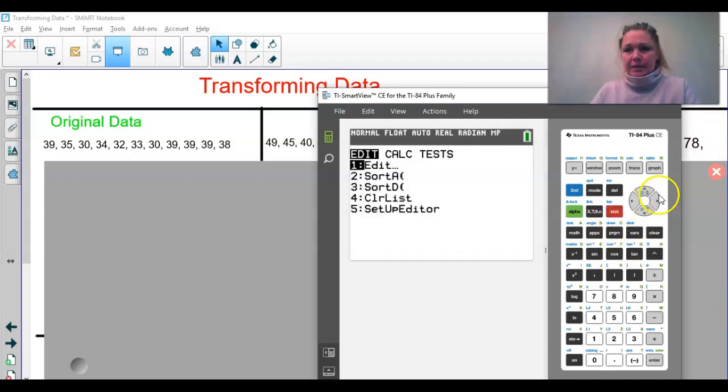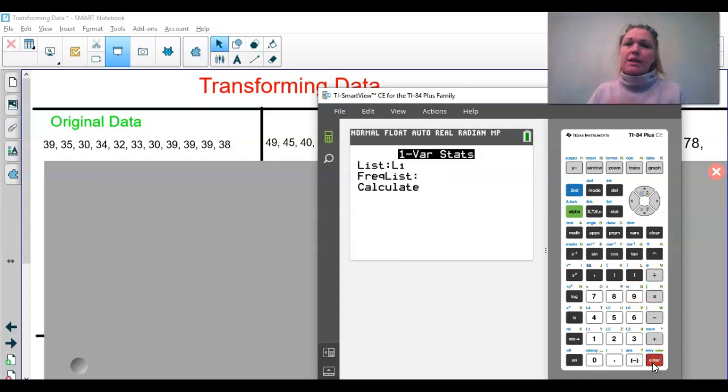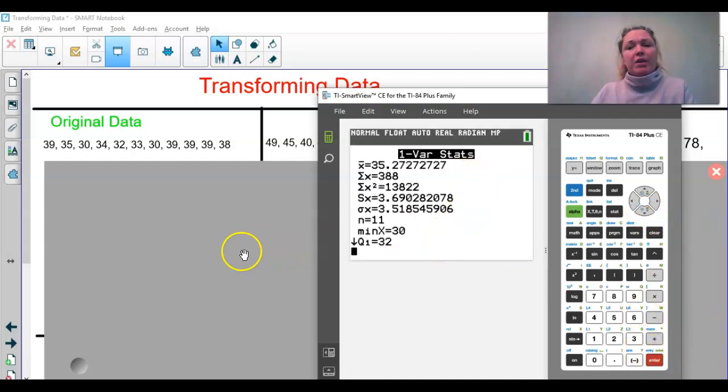And now we're going to look at our summary statistics. So that is Stat, arrow over to Calc, hit Enter on one variable statistics. If you have the old calculator, hit Enter again. The rest of us will go to Calculate, and we can see we have our data here.